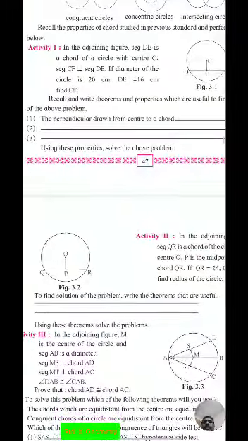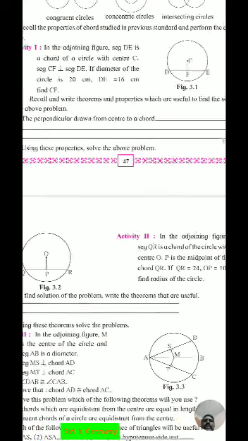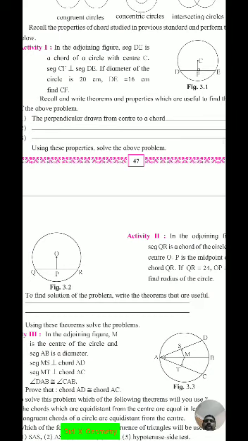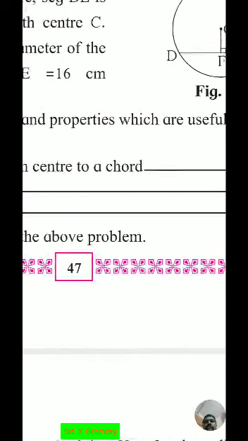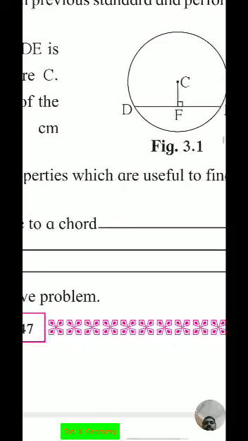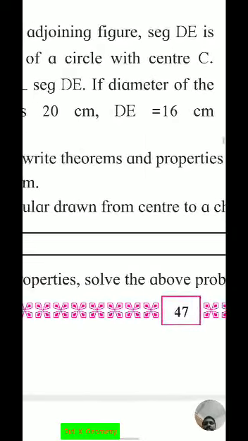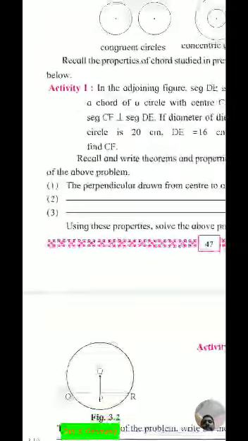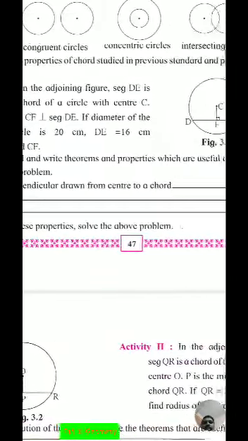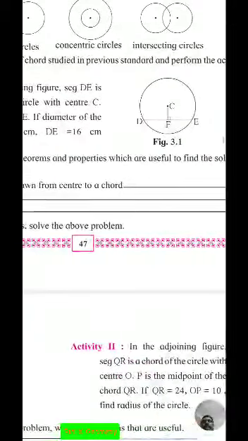Activity first. In the adjoining figure, the segment DE is a chord of a circle with center C. On page number 47, figure 3.1, we can see the segment DE is a chord and CF is the segment which is perpendicular on the chord DE. If the diameter of the circle is 20 centimeter and DE is 16 centimeter, then find CF.